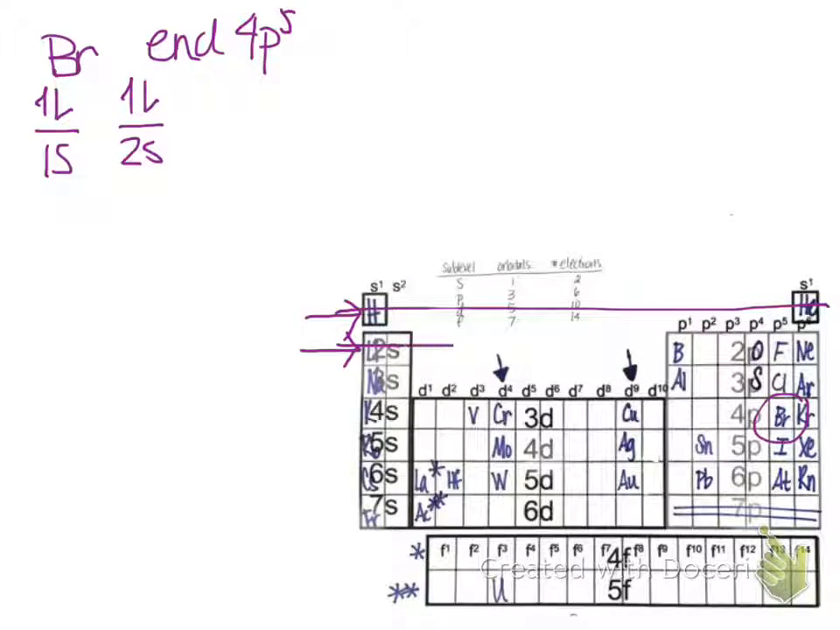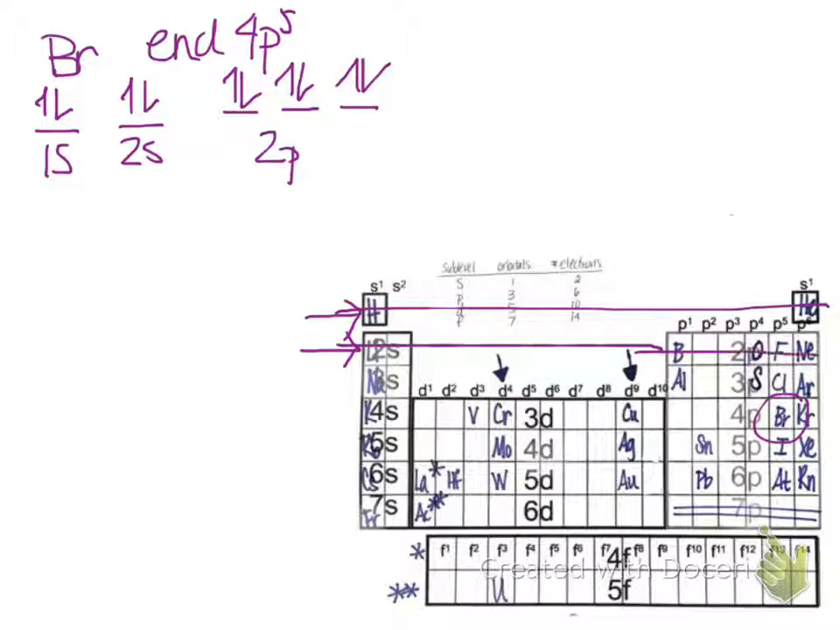After we fill 2s, we keep going, and we come to the 2p's. How many orbitals are in any p orbital? 3. Holds 6 electrons, but there's 3 orbitals. So for 2p, I write 1, 2, 3. I'm going to fill those up because bromine's down here. I got to keep going. So I go up, up, up, down, down, down.